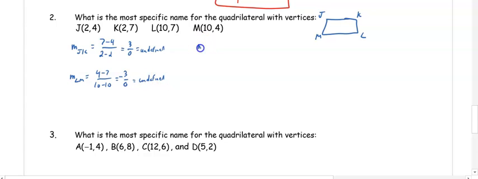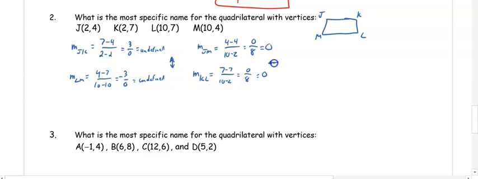Then we want to look at JM. So 4 minus 4 over 10 minus 2 gets us 0 over 8, which is 0. Our slope of KL, 7 minus 7 over 10 minus 2, gets us 0 over 8, which is 0. So remember that undefined lines are vertical lines and zero lines are horizontal, which means that these sides are going to be perpendicular. So remember the two shapes that have perpendicular sides are going to be a rectangle and a square.